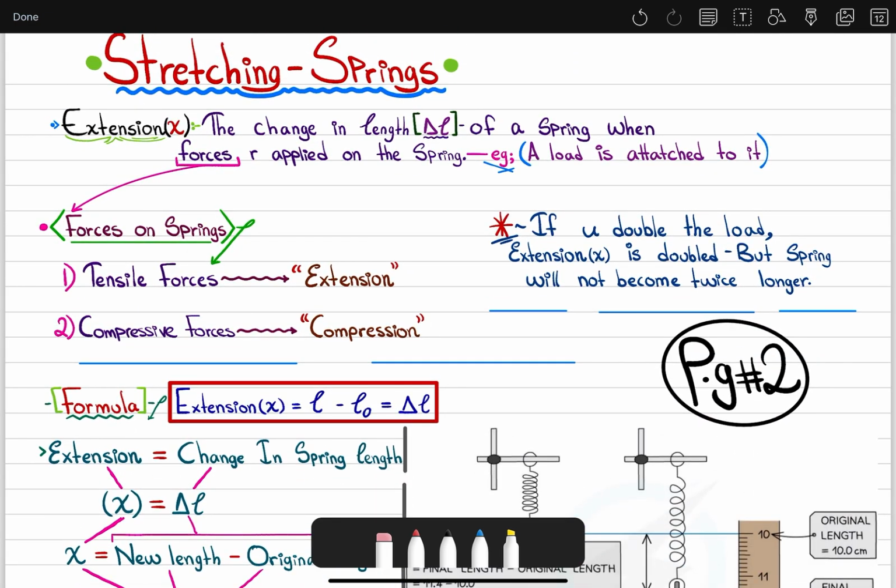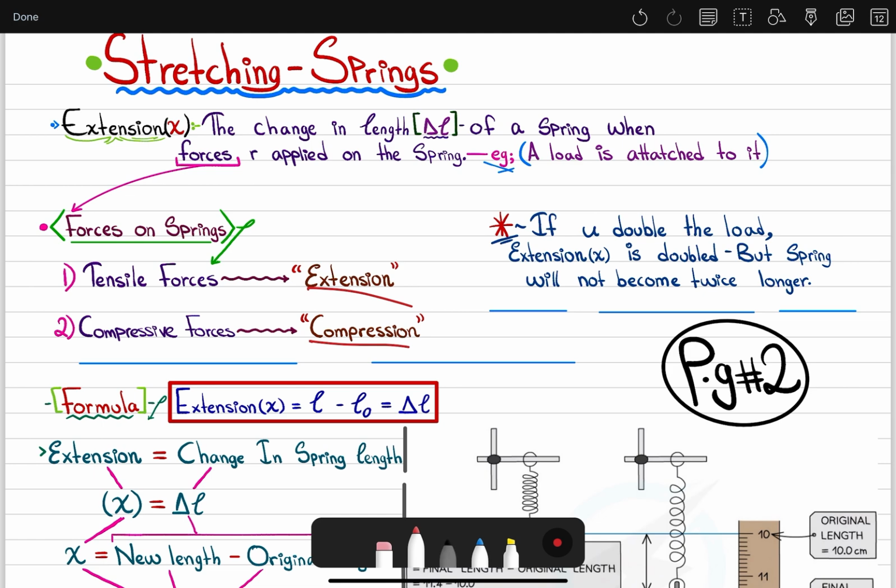Stretching springs. Extension is the change in length, delta L, of a spring when forces are applied on the spring. We have two types of forces on a spring: extension and compression. Extension means to extend the spring, make it longer. Compression means to make the spring smaller. Extension forces are referred to as tensile forces. Compression forces are referred to as compressive forces. A key point is that if you double the load, the extension is doubled, but the spring will not become twice as long. The formula of extension is very simple.